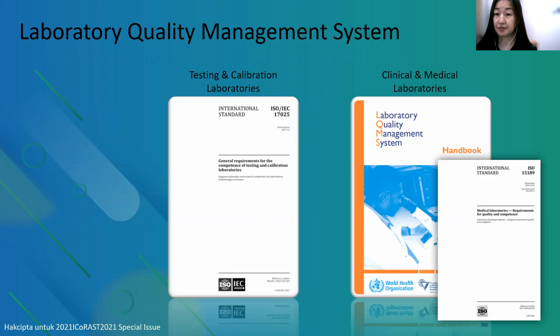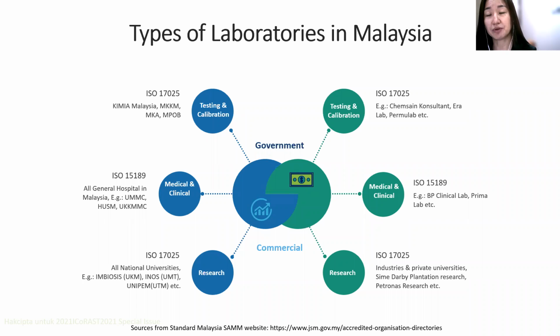Lab quality management system is divided into two types of laboratories. They are testing and calibration. Second one is clinical and medical. For the testing and calibration, we are based on ISO IEC 17025. For the clinical and medical, they are based on WHO Handbook and ISO 15189. There are two types of laboratories in Malaysia, government lab and commercial lab. No matter which lab, they apply ISO 17025 and ISO 15189 for quality accuracy.